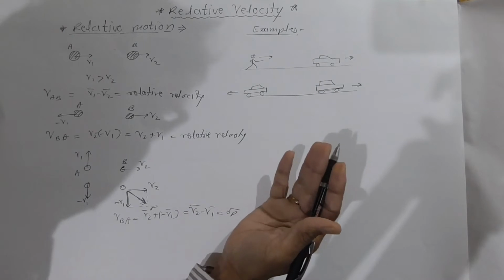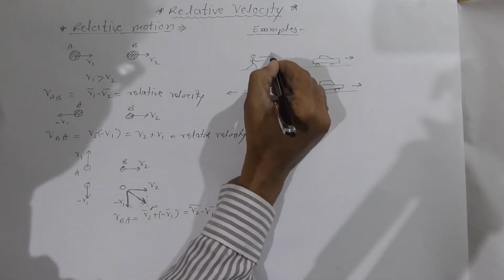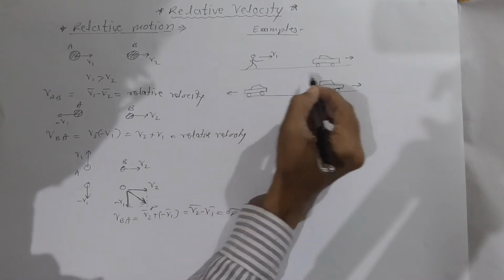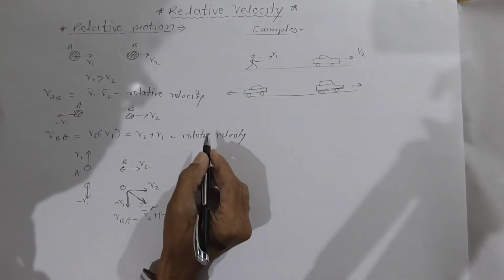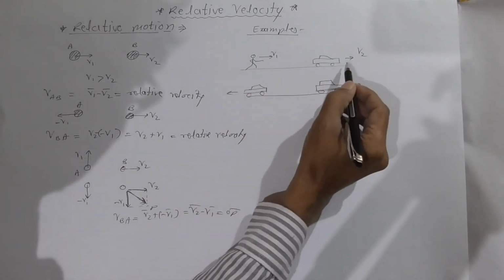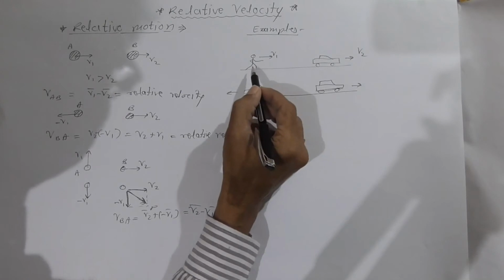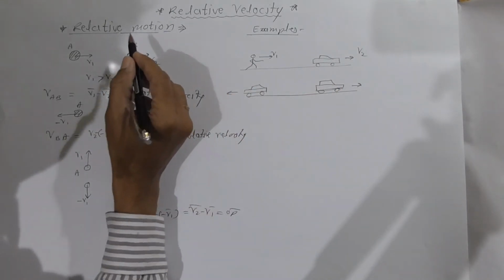But you know very well that a car can move faster than a man, therefore the man's velocity v1 is quite less as compared to v2, the velocity of the car. This is how the distance between that man and the car will increase, because the car will move faster than the man. This is the example of relative motion.